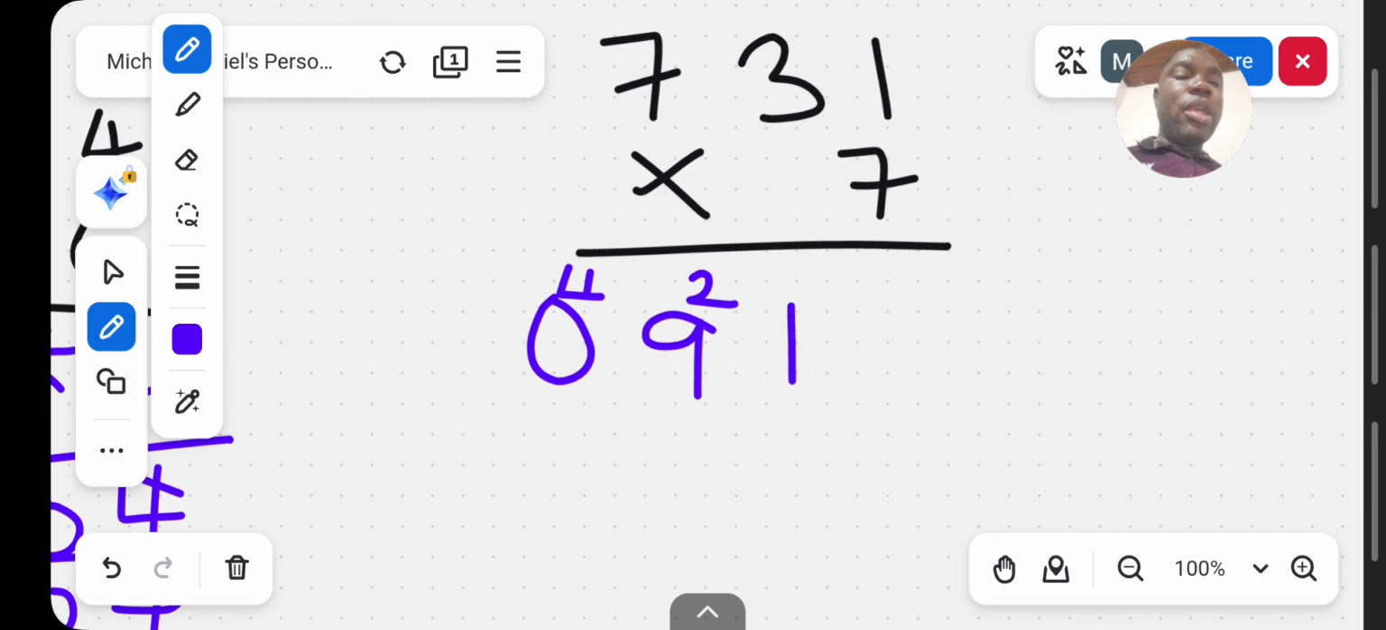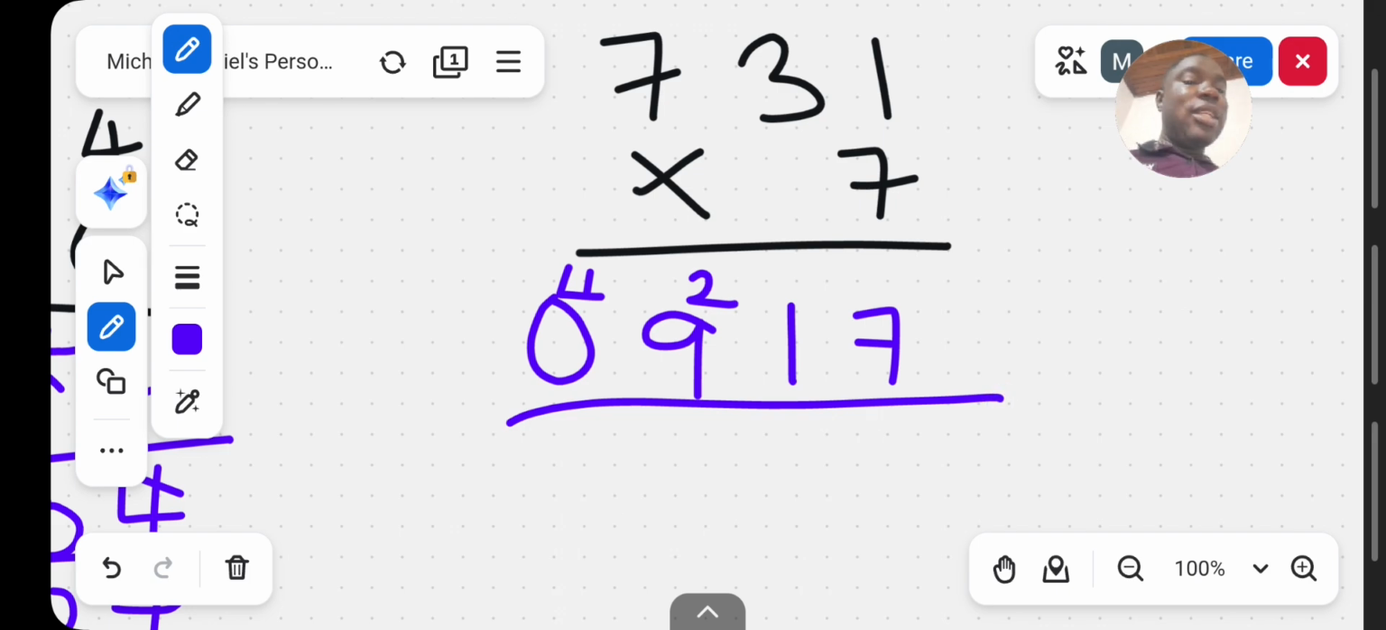And finally, we have 7 times 1. How do you do 7 times 1? That's 7, just 1 digit. You write it down. So with that, we're done. All we need to do is just add up. 4 plus 0 here gives us 4. Let me write the 4 properly. Then 2 plus 9 gives us 11. How to write 11? 1 on this 4, and then 1 standing here.